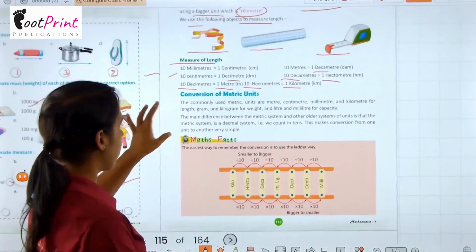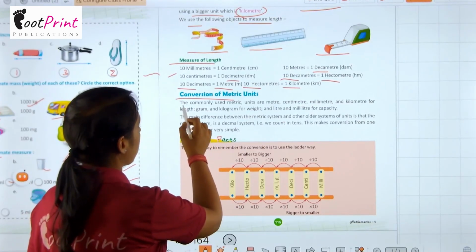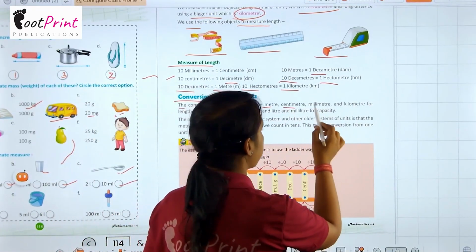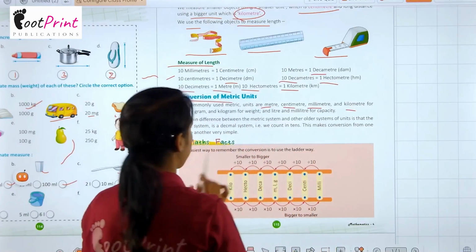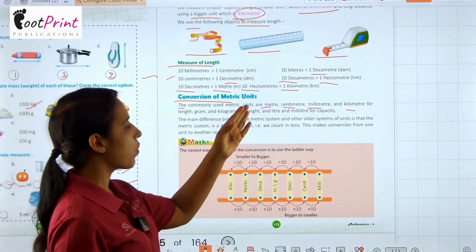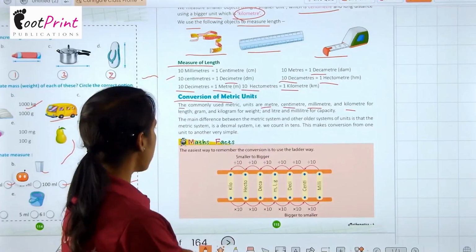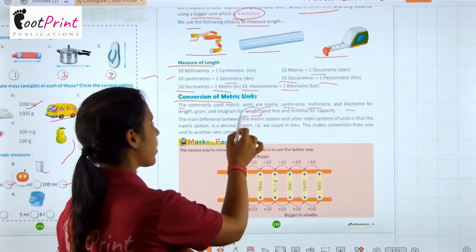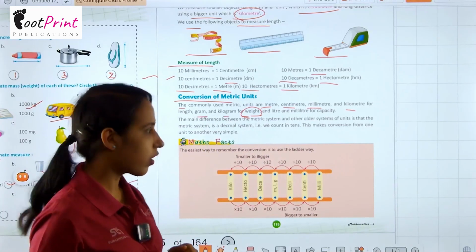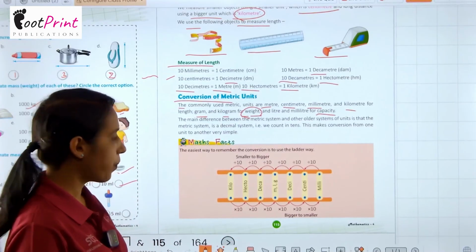Now we learn how to convert metric units. The commonly used metric units are meter, centimeter, millimeter and kilometer. If we want to measure the weight, or we can say mass, we will use gram and kilogram units. And for measuring capacity we will use liter and milliliter units.